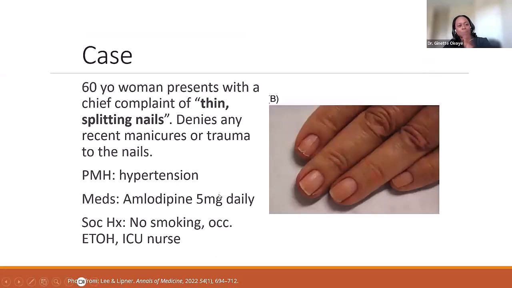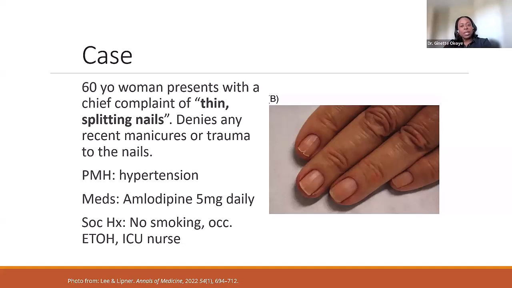Okay, so this patient, she's 60 years old, and she comes to see you complaining of thin splitting nails, or she's seeing you for something else, and she says, hey, what do you think of my nails? They're thin, like I can't seem to get them to grow. They grow and they break really easily. She says she doesn't really get manicures, doesn't do anything to her nails that she could tell. She has some hypertension. She takes amlodipine and is otherwise pretty healthy. She doesn't smoke. She drinks alcohol socially, and she's an ICU nurse.